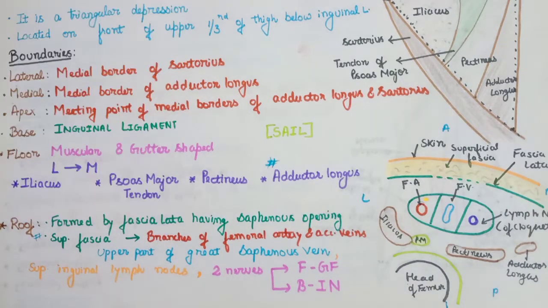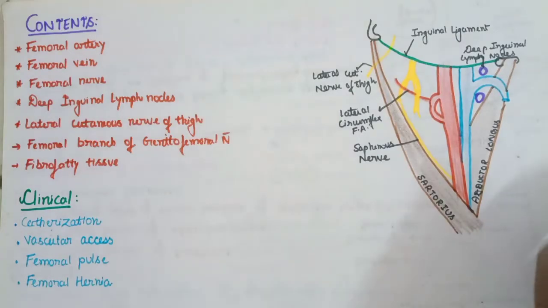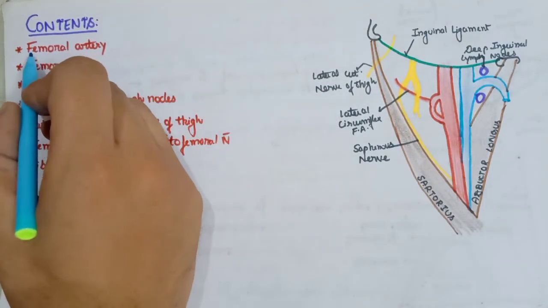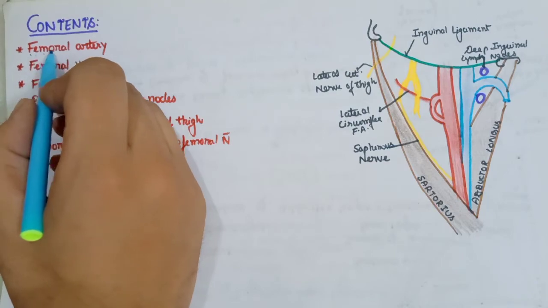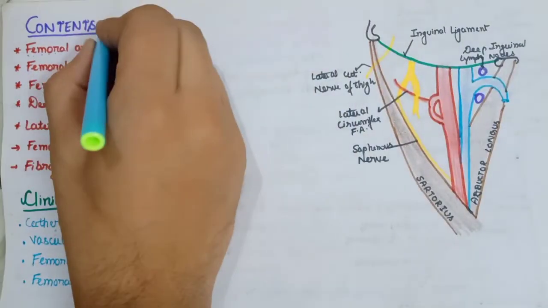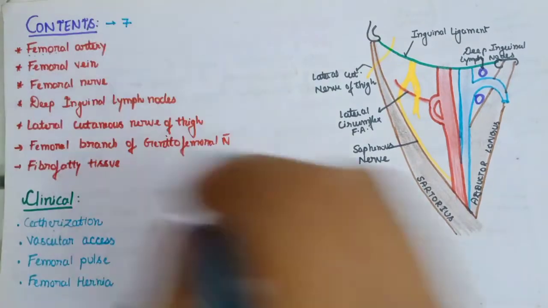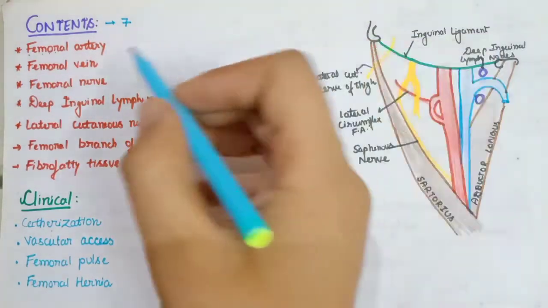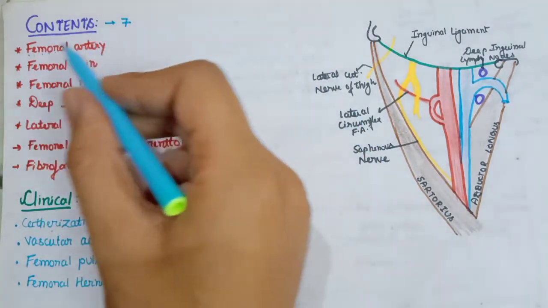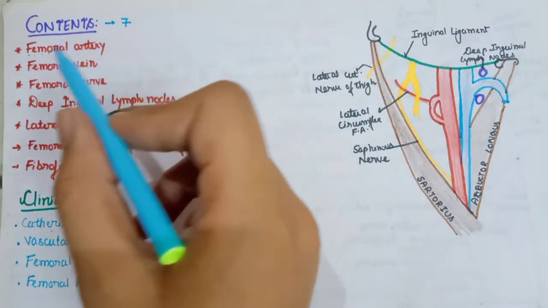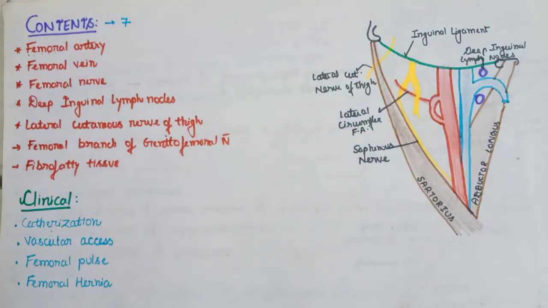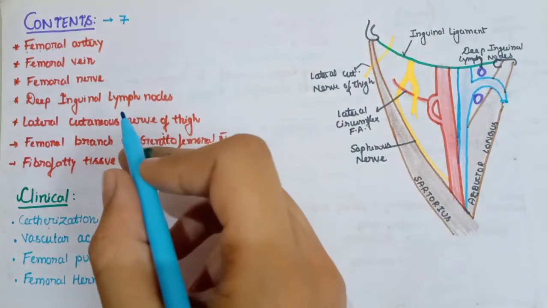The contents are quite easy to remember. You can see in the word femoral we have 7 alphabets, 1 2 3 4 5 6 and 7. So we have 7 contents. See, vein, artery and nerve, and all this will be the femoral. So we have femoral artery, femoral vein, femoral nerve, and deep inguinal lymph nodes. So deep inguinal lymph nodes form the contents of the femoral triangle.